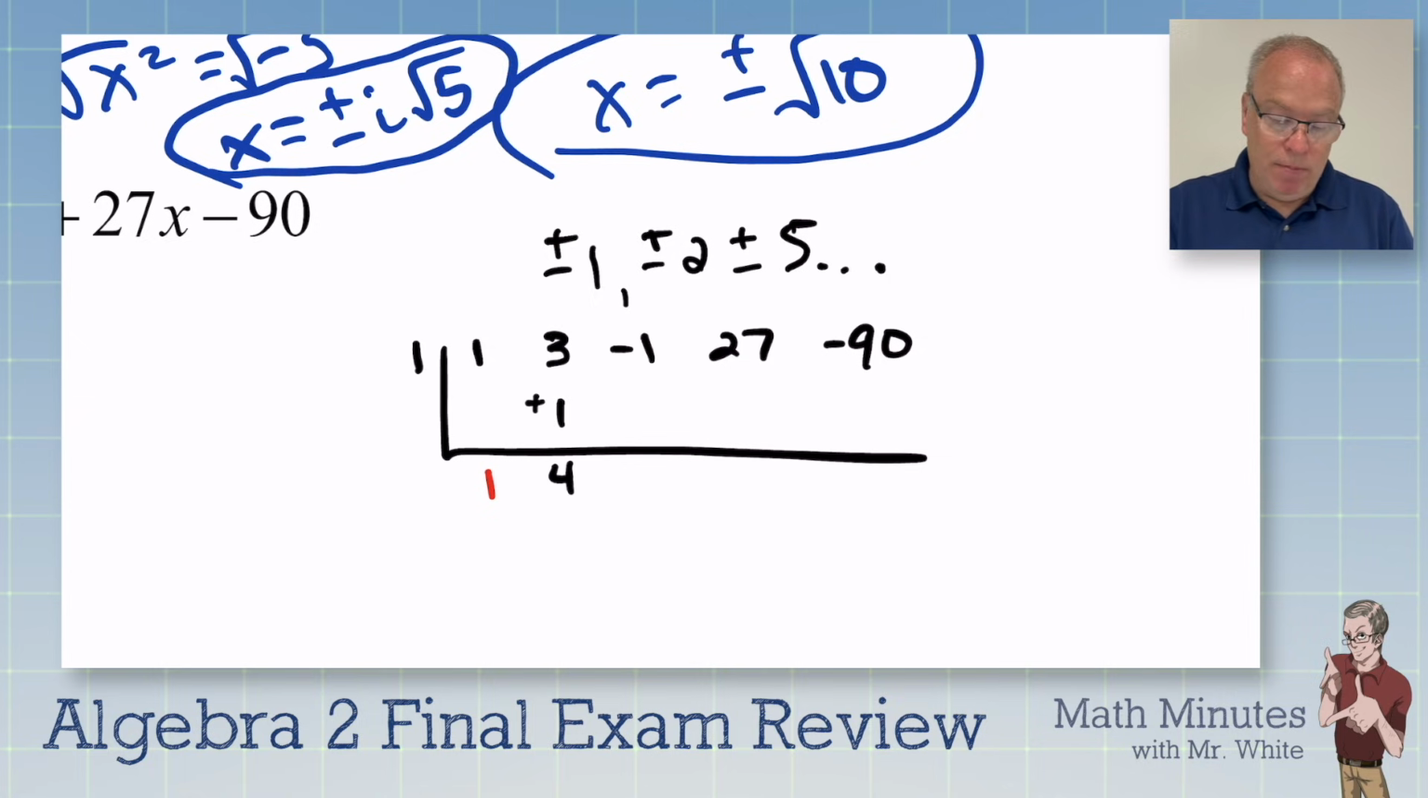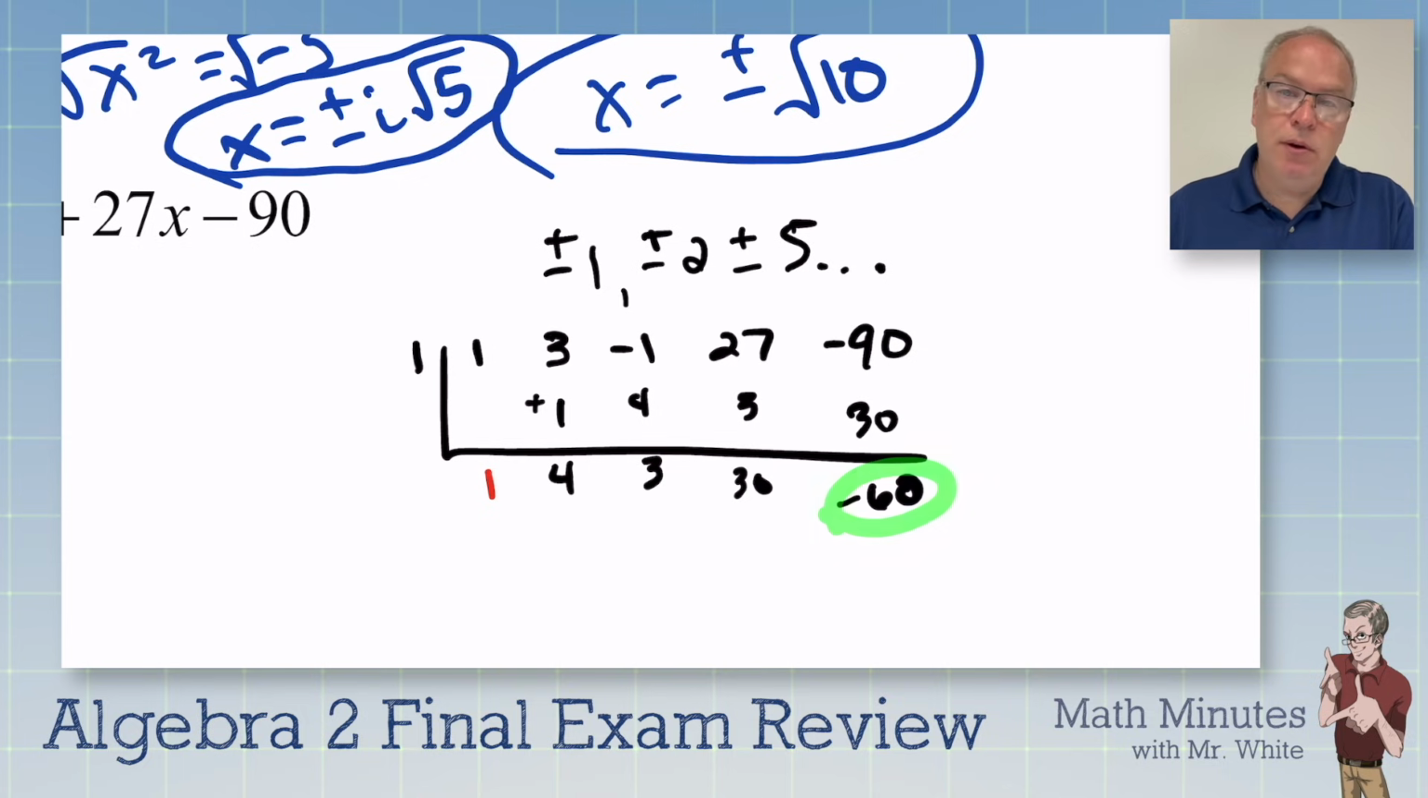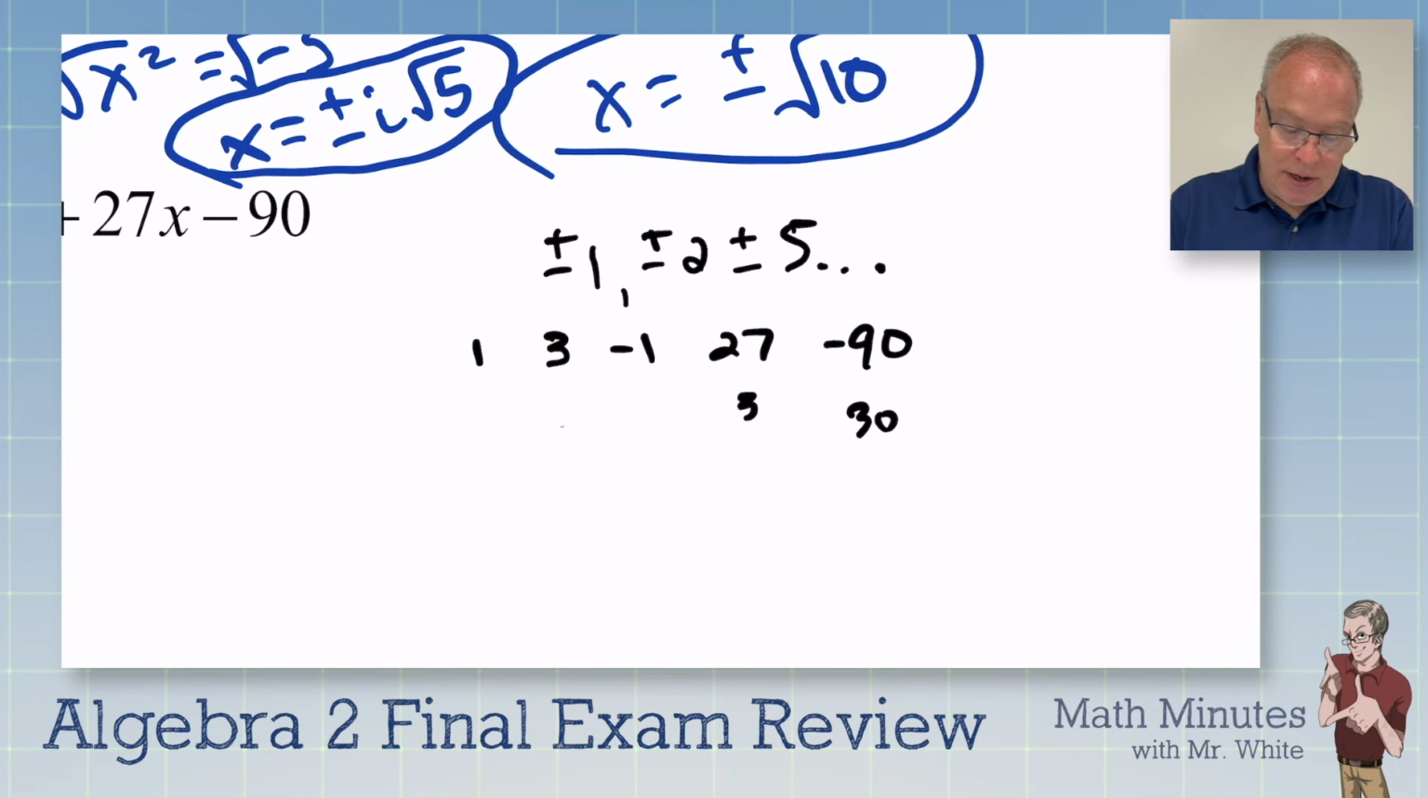And now you just keep repeating. 1 times 4 is 4. We write it right here. And we add them up. 3, 3, 30, 30. Uh-oh. Why did I say uh-oh? Because there's a remainder. Okay, so if there's a remainder, then that's not going to be one of our zeros. Positive 1 is not one of our zeros. So I'm going to erase this and go back. We're going to try again.